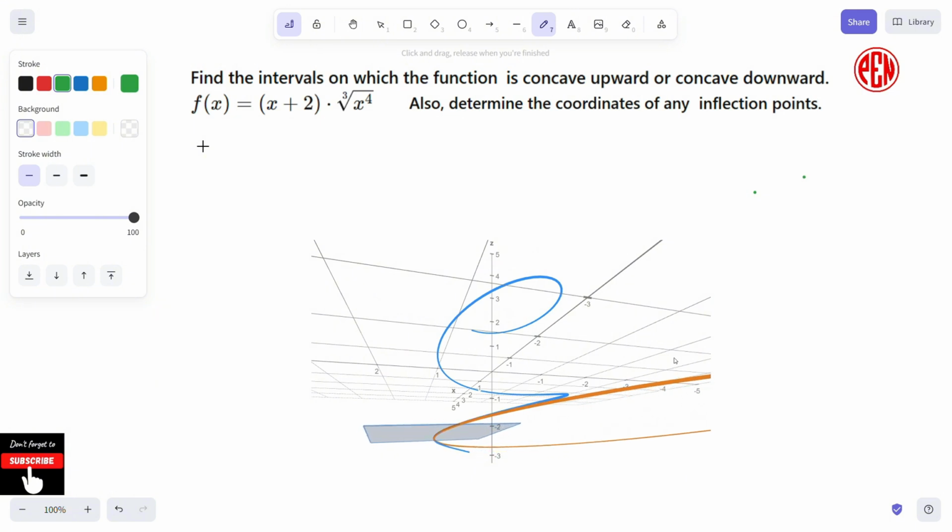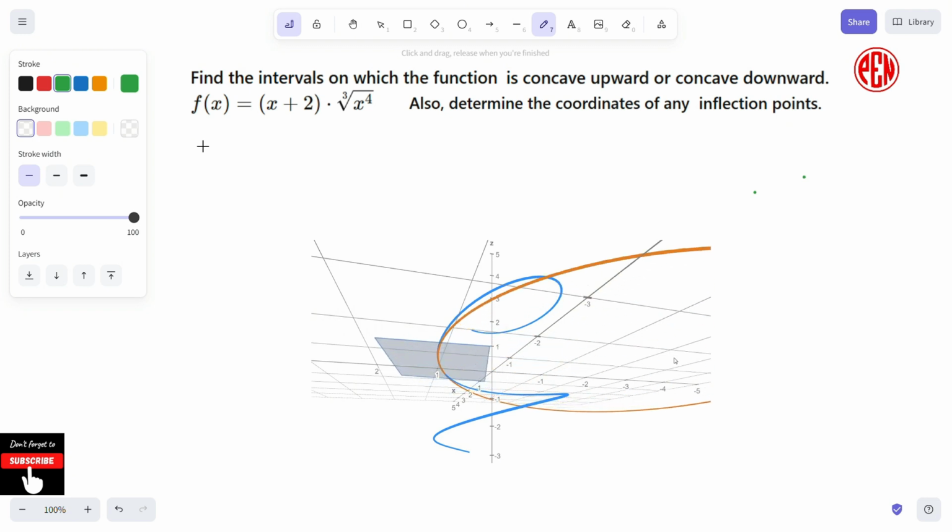First, let's think about where this function is defined. Since cube roots can be taken for any real number, positive, negative, or zero, and we are multiplying by a linear expression, the function is defined for all real values of x. In other words, we can plug in any x value we want.